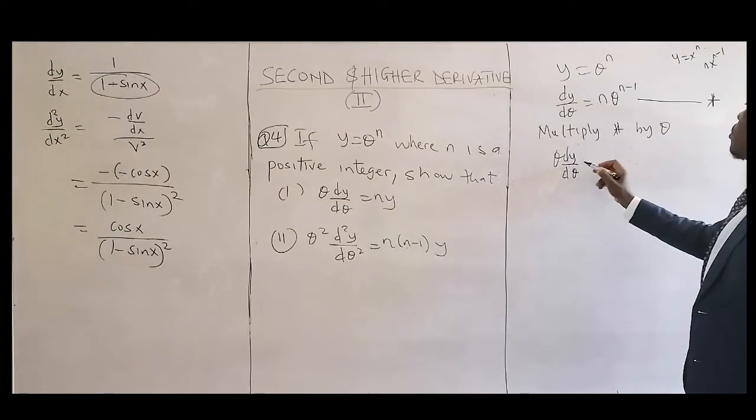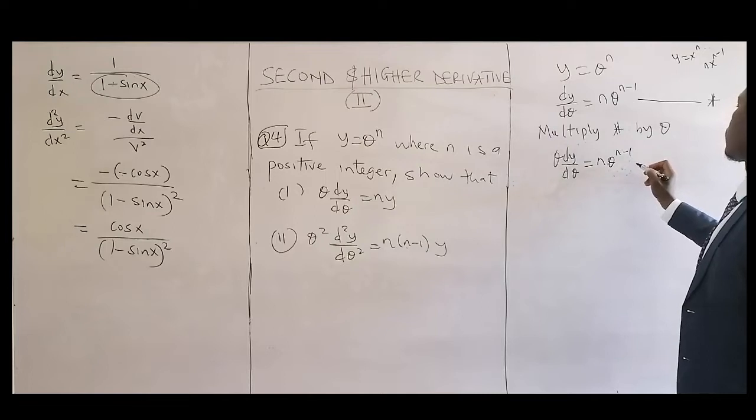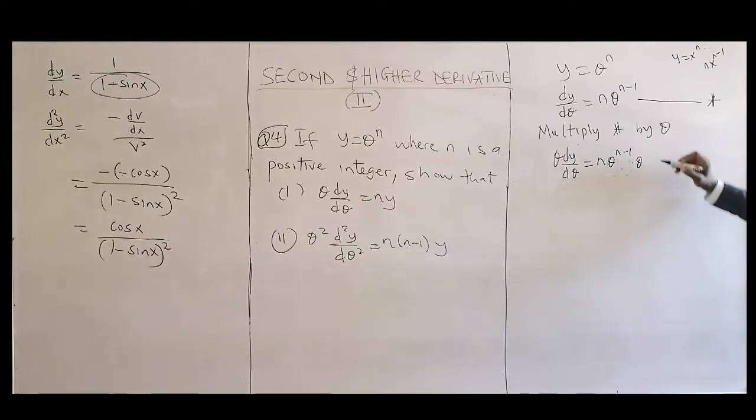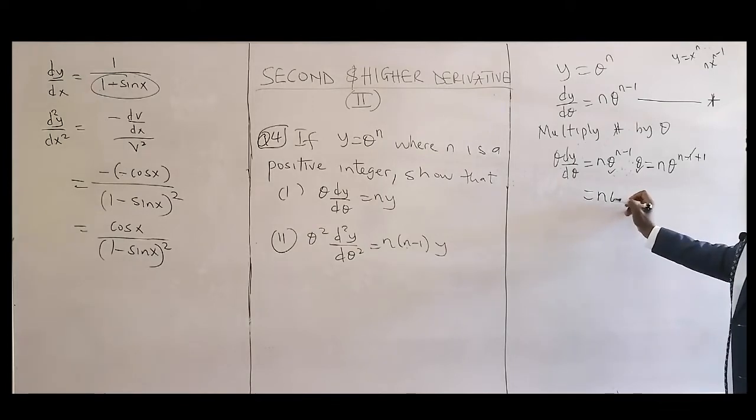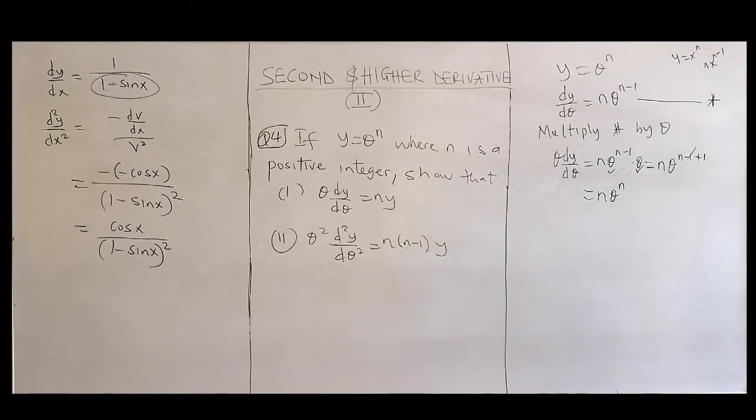equal to what? n theta, and theta has power 1, and theta as a base, so you are adding together, so that will be equal to n theta to the power n minus 1 plus 1, because they have the same base. So you take one of the bases and add the powers together. So this minus 1 plus 1 will cancel. Then you have n theta to the n, and that's what we are told to do, and that will be equal to n y. So that is done.